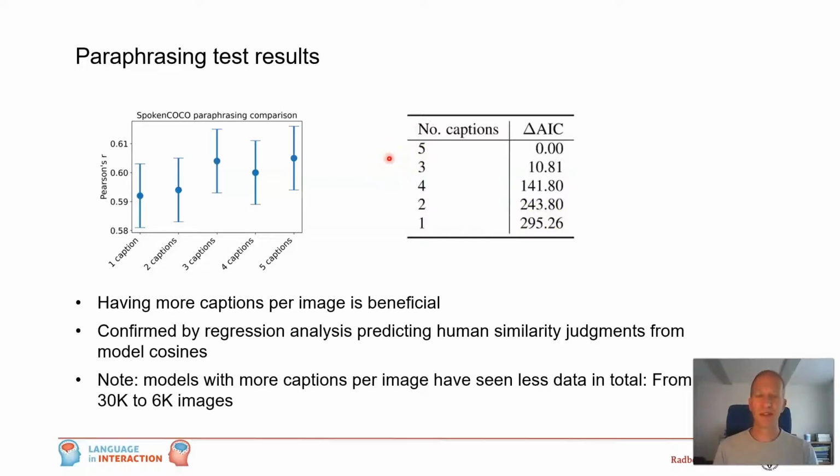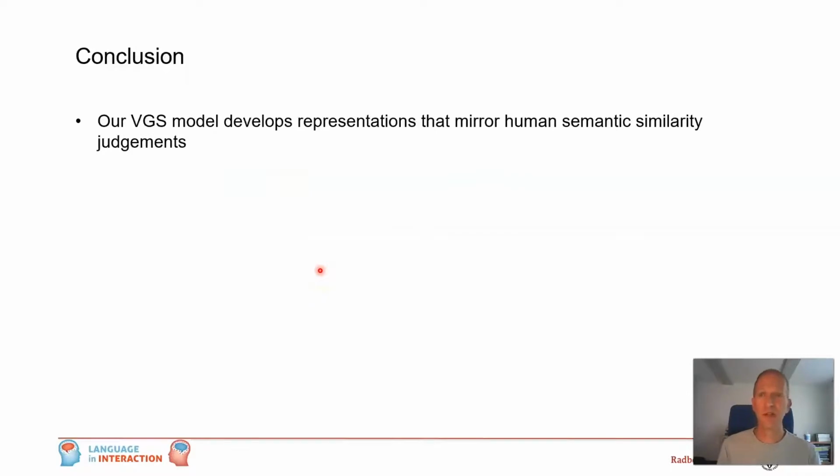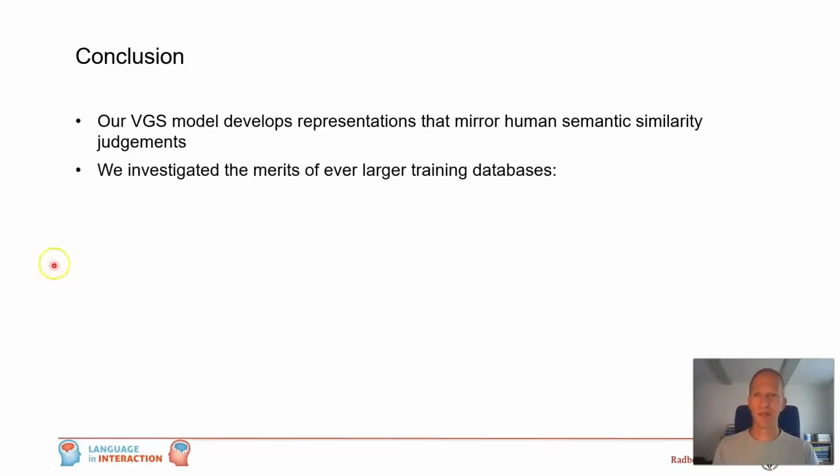What is noteworthy is that when the number of captions per image increases, the number of different images in the training dataset decreases. So these models that were trained on more captions per image have actually seen a smaller variety of images, which would usually be detrimental to performance. In spite of that, it actually does a little bit better on the transfer task. So to conclude, our model actually does develop representations that somehow mirror human judgment of semantic similarity.